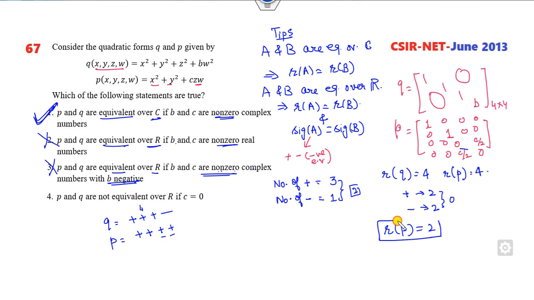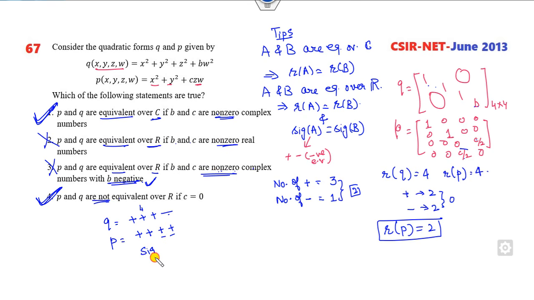Rank of P is 2, but rank of Q is 4, which is not equivalent, and not equivalent is the right answer of this problem. You can see here, remember that B is negative, so it will be 3 positive, 1 negative eigenvalue. Now if C is positive, then there are 4 positive eigenvalues. If C is negative, then there are 2 negative eigenvalues.